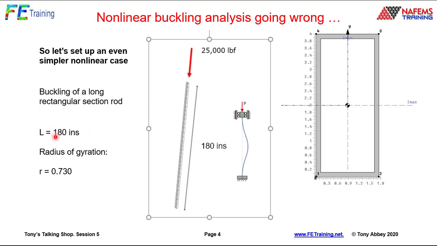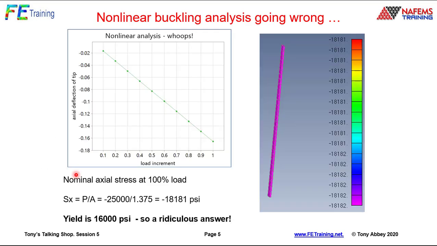Now the length, as I said, is 180 inches. The radius of gyration, which is a measure of the dispersion of the material, is 0.730. Armed with those two figures, we can do some back calculations. We can use an Euler type method to ask, is this a slender rod, and should it buckle in a very simple kind of way? And we'll find that's actually the case.